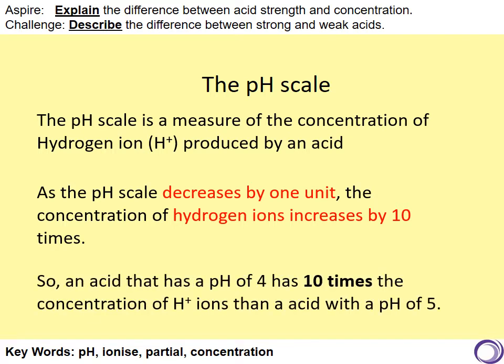So what does that mean then? Well, an acid that has a pH 4 has 10 times the concentration of hydrogen ions than an acid of pH 5.